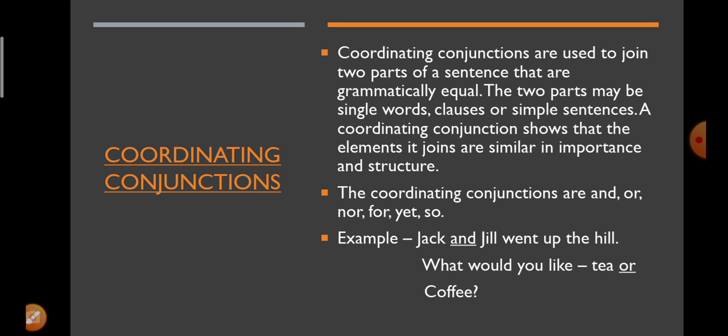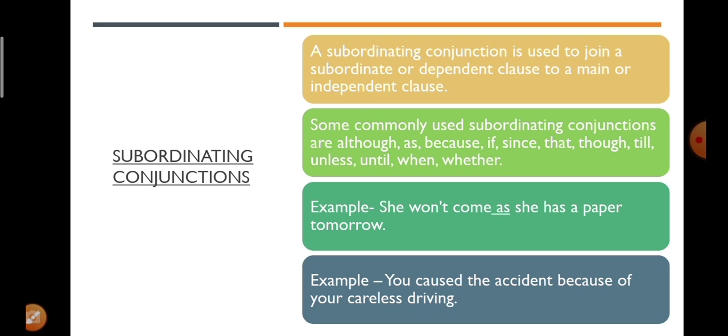So before moving on, I wanted to tell you about dependent and independent clauses. This was the explanation of independent and dependent clauses as well. Moving to the next type of conjunction, subordinating conjunctions. Subordinating conjunctions are used to join a subordinate or dependent clause to a main or independent clause.